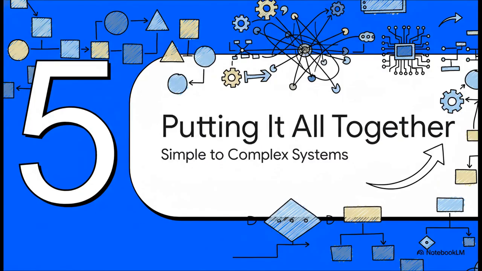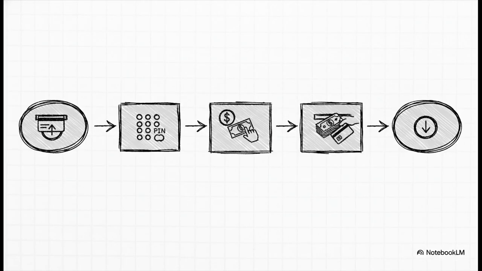All right, Section 5, putting it all together. Let's move from simple steps to complex systems. It's time to see these principles in action, because these simple building blocks can scale from super basic tasks to incredibly complex systems. A perfect example of a simple map: withdrawing cash from an ATM, right? You insert your card, you enter your PIN, you select the amount, take the cash, and grab your card. It's a clean, straightforward, totally linear flow.